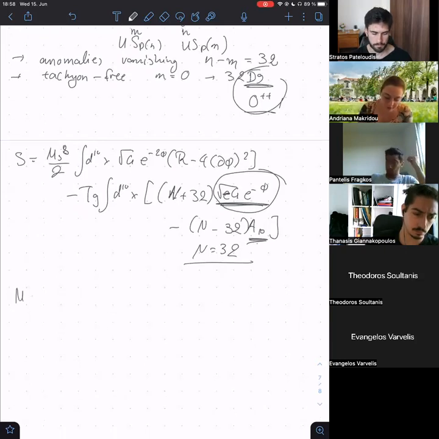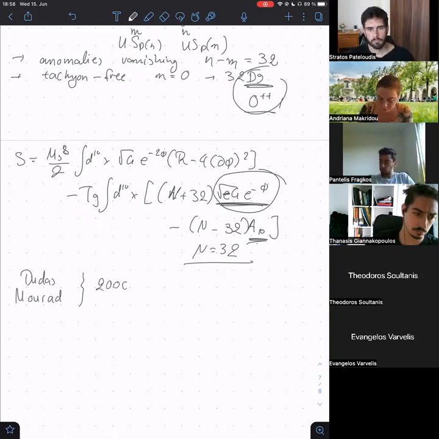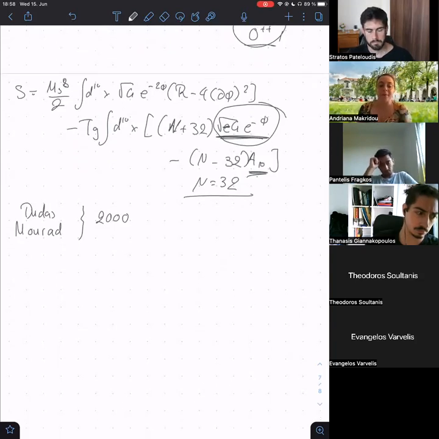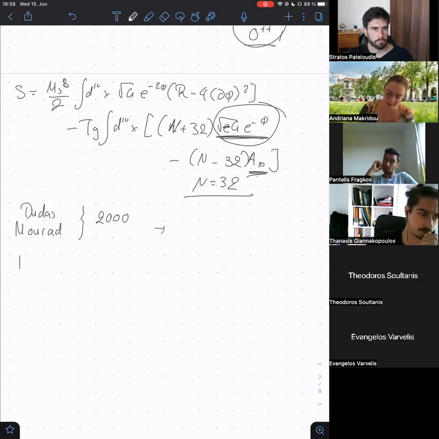This was initially found by Dudas and Mourad in 2000, probably 2000. And the particular thing in the solution is that it's a solution with spontaneous compactification on the circle. So then comes, okay, and this is not trivial at all.